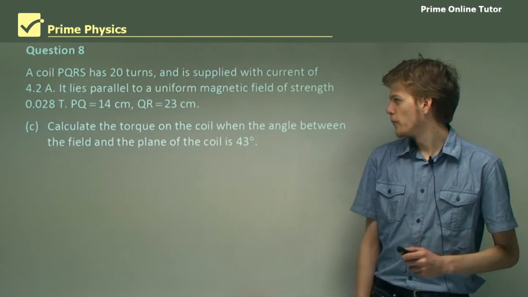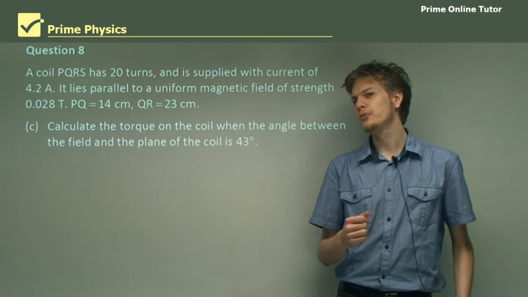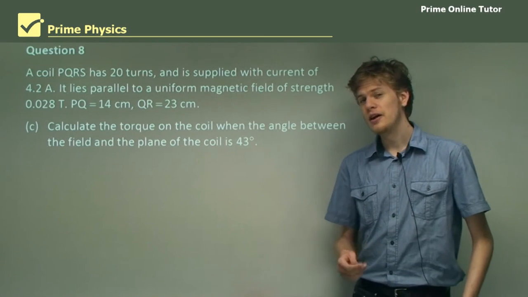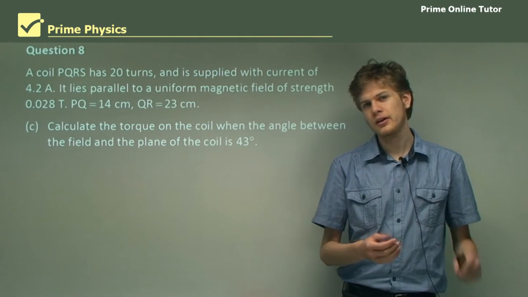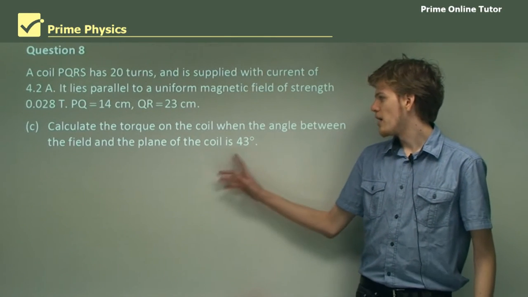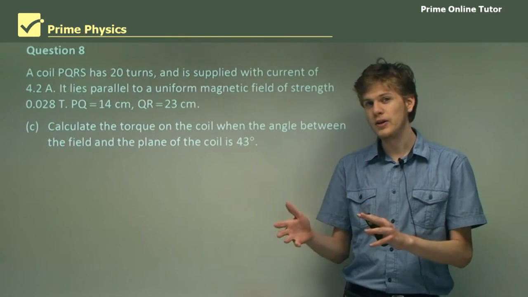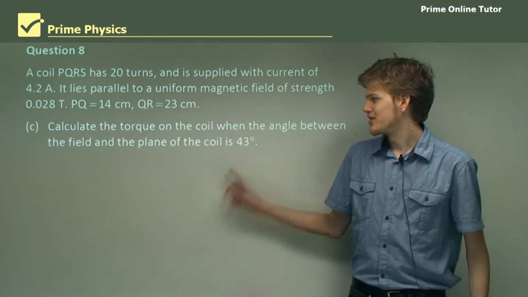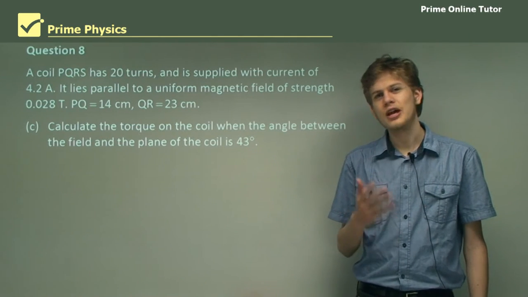Calculate the torque on the coil when the angle between the field and the plane of the coil is 43 degrees. So now, instead of having a completely flat coil that's parallel to the magnetic field, we have an angle of 43 degrees. So instead of the cosine theta just being 1, it's actually going to factor into the equation now. Other than that, the equation will be the same as it is before.